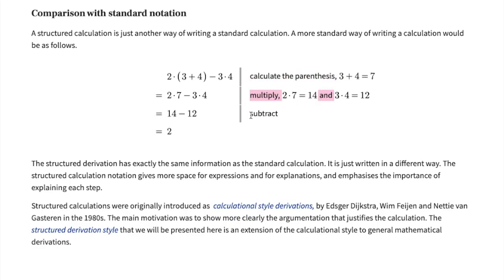The disadvantage of writing it in this way is that now expressions and justifications are sharing the same line. It becomes more compact, but it gives less space for both expressions and justifications. The structured derivation notation gives more space for each expression, the whole line, as well as more space for the justification. And by doing it, it emphasizes the importance of explaining each step in the calculation.